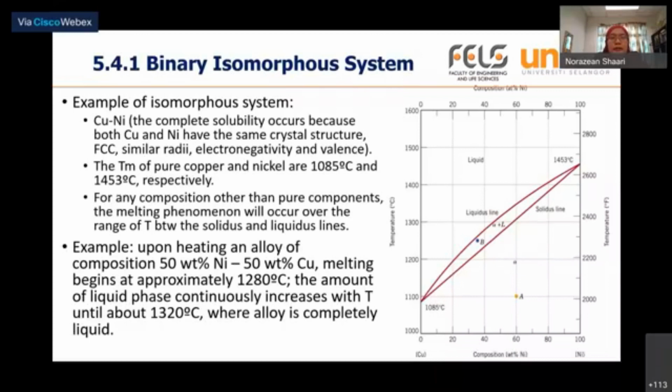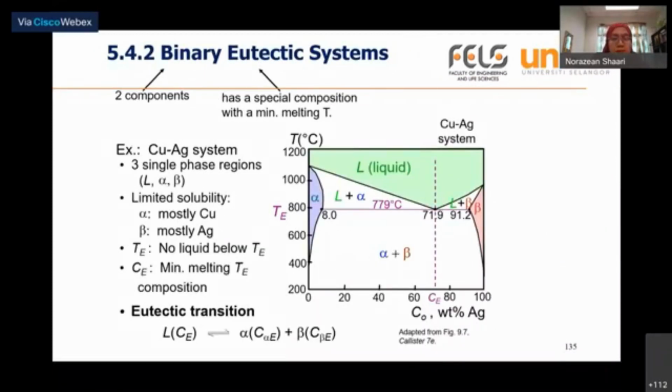Dan untuk binary eutectic system pula, dia ada limited solubility. Maksudnya, contoh ini adalah copper argentum, copper silver system. So kalau kita tengok dekat sini, dalam phase diagram ni, there is a region that we have only purely copper here and also purely silver. Maksudnya dia ada limited solubility at certain amount, at certain temperature.